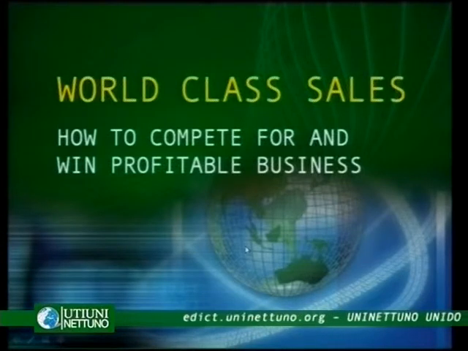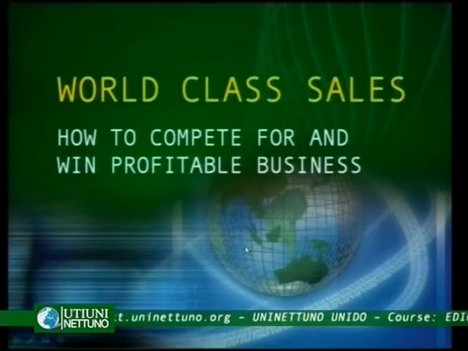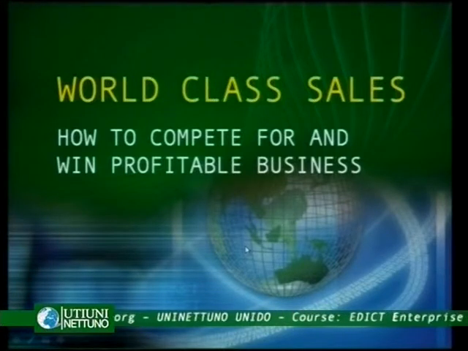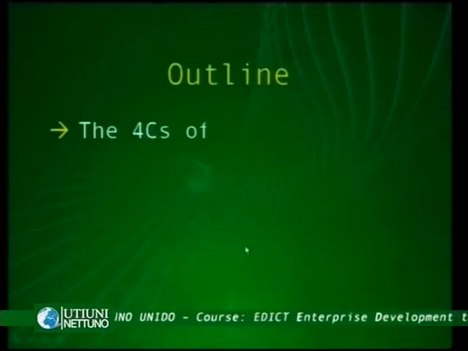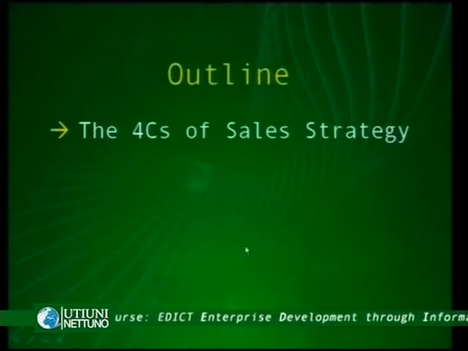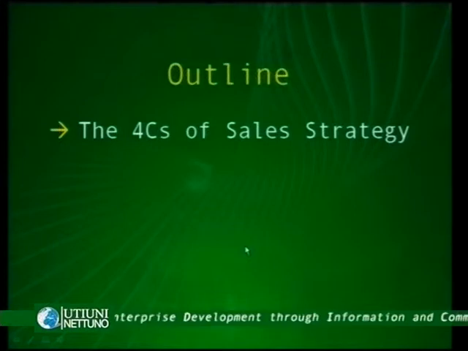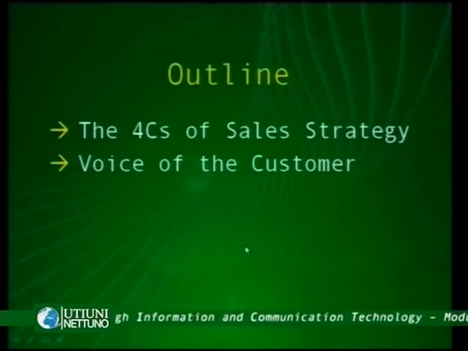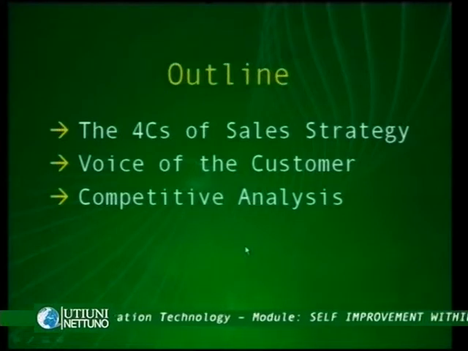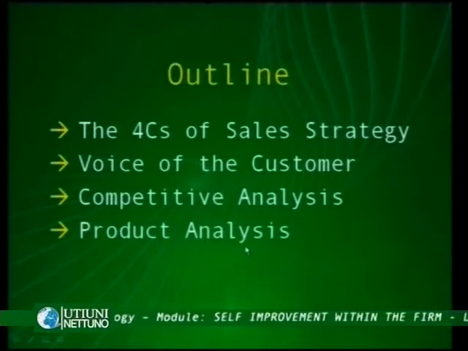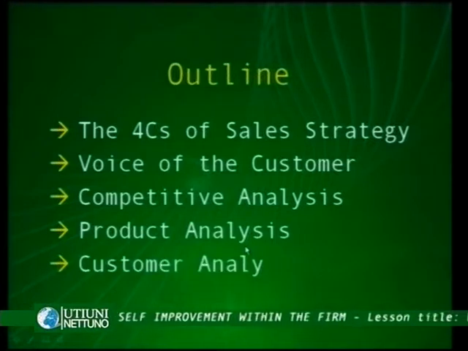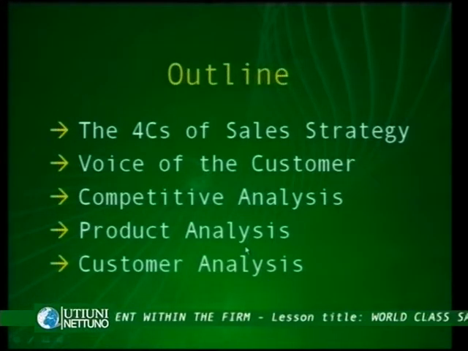Today I'm going to talk about world-class sales, how to compete for and win profitable business. That's what today's subject is about. So, the outline of it. First of all, we have the 4 C's of sales strategy. This is followed by the voice of the customer. Then we have competitive analysis. And then this is followed by product analysis. And finally, customer analysis. So as you can see, there's a lot of analysis involved here.